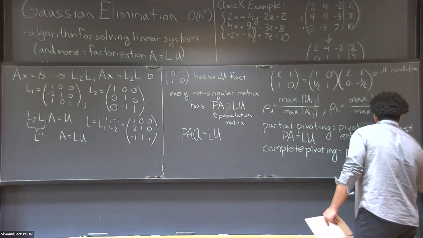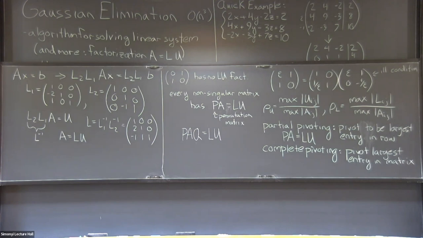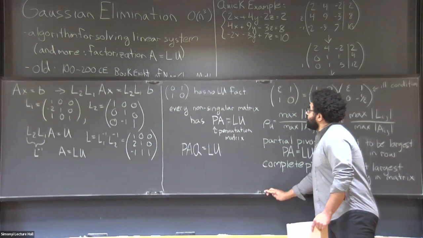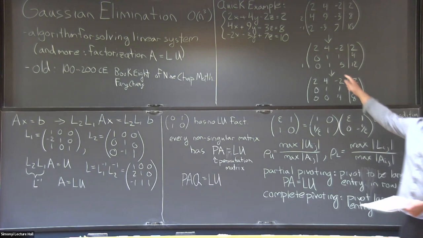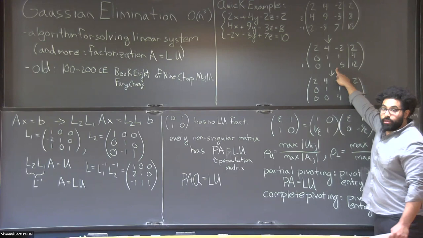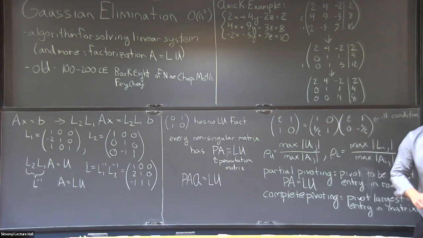And here what we do is we just ask the pivot to be the largest entry in magnitude in the entire matrix. So again, looking at this example, at the first step, we would swap rows 1 and 2 and also swap columns 1 and 2 so that the 9 would be at the top left. And then at the second step, we would swap rows 2 and 3 and columns 2 and 3 so the 5 would be in the top left.